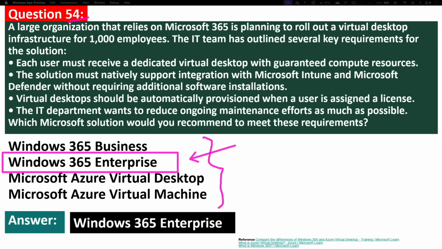Some of the key benefits of Windows 365 Enterprise include anywhere access, security, scalability, simplified management, and consistent experience. And you would have noticed we have two options, Windows 365 Business and Enterprise. Why did I choose the Enterprise one? Because in the question they are looking for a virtual desktop infrastructure for 1000 employees. If it was less than 300, we could suggest the Business. Because it is more than 300, the only option available is Windows 365 Enterprise.